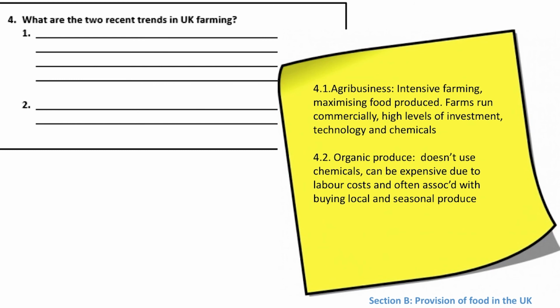So it doesn't use chemicals. This means it's going to be more expensive to produce because you're likely to produce less yield in an area of a field. So if you've got a field and you're using chemicals, you might produce a higher yield of food than if you are growing your food more organically. It can also be expensive because you often need larger labour costs, so more people to look after the crop, and it's often associated with buying local and seasonal produce. So local to us, you might use the local farm shop that would deliver farm boxes with fruits and vegetables that are seasonal.